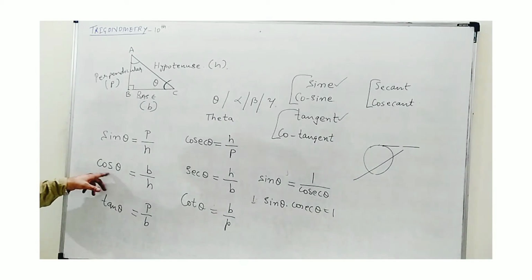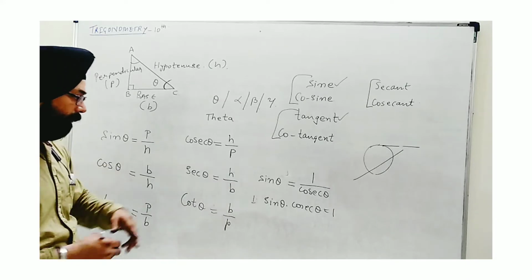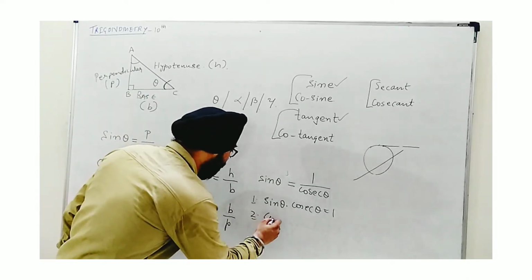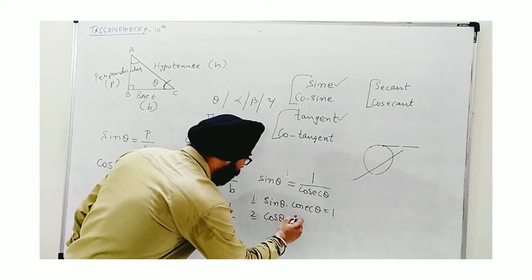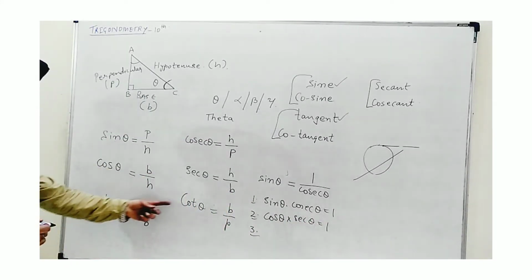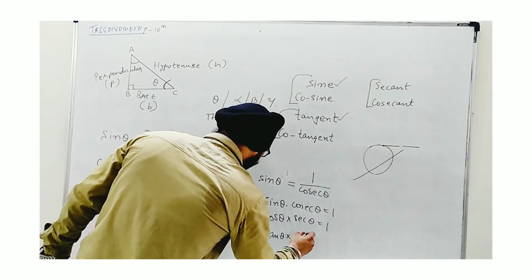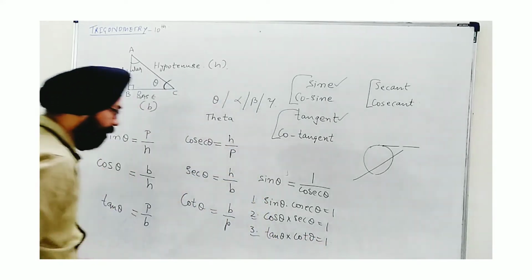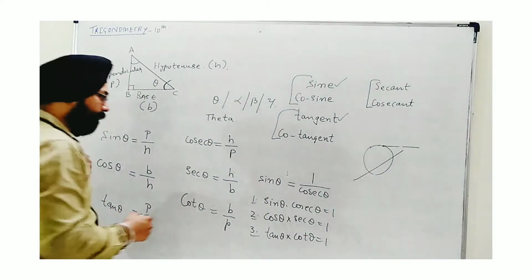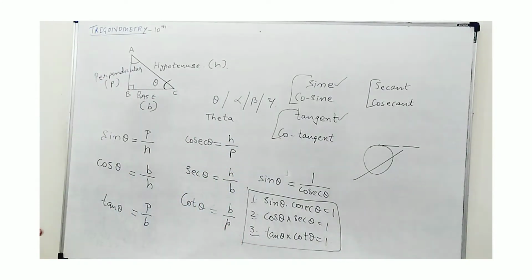Similarly, cos is b upon h, sec is h upon b. When you multiply them, these two cancel out, and we get the second relation: cos theta multiplied by sec theta is 1. And the third relation, as obvious, we can get by multiplying tan and cot. So we get tan theta into cot theta as 1. So these are the three relations which we obtained in the beginning only. These relations will be helpful to us later in this chapter.